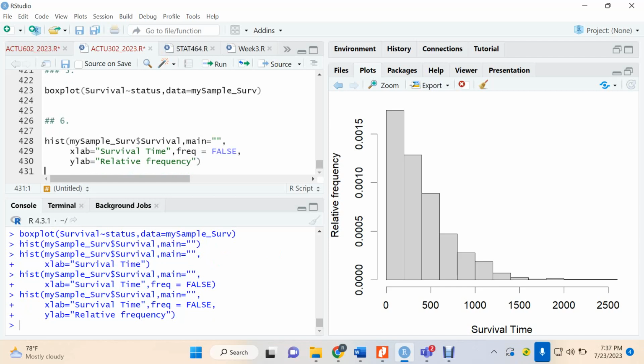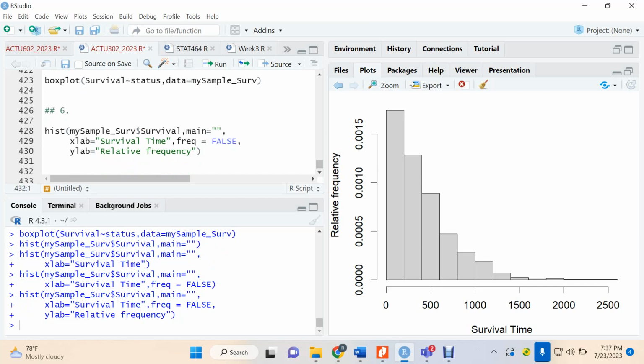So that's that part, number 6, and that is what was required of you. So you copy this, you copy your graph, and then you show it on your Word document. Any question?